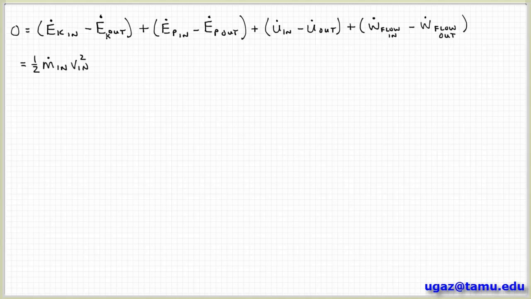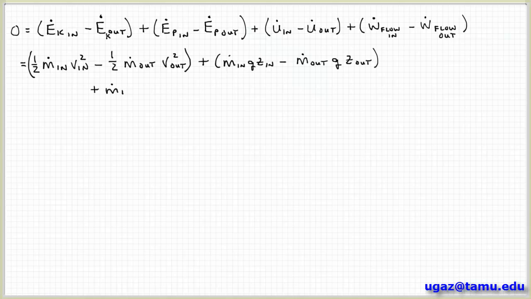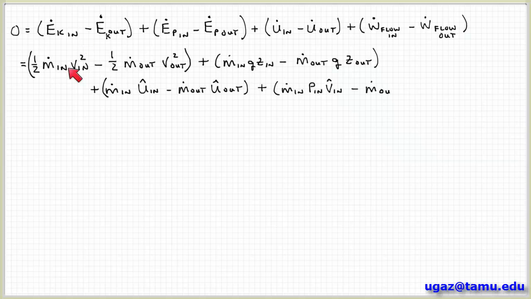Okay, so now we can go through and try to obtain expressions for these individual terms in the equation. Let me just write them down here, and then we can talk about what they represent in detail. The first term represents the kinetic energy. Remember, kinetic energy is 1/2 mv squared, or since we're talking about rates per unit time, it's 1/2 m dot v squared. So the inflow minus outflow of kinetic energy is 1/2 m dot in v in squared minus 1/2 m dot out v out squared.